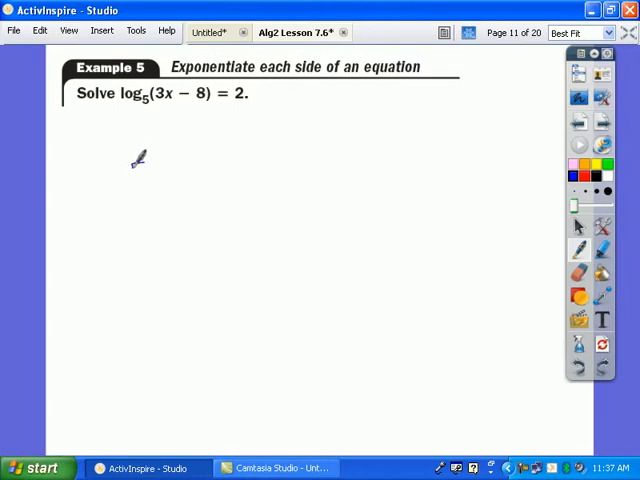So we're going to create a new equation with 5 as the base, and now this piece will be the exponent on the left side: log base 5, 3x minus 8. And this piece will be the new exponent on the right side.